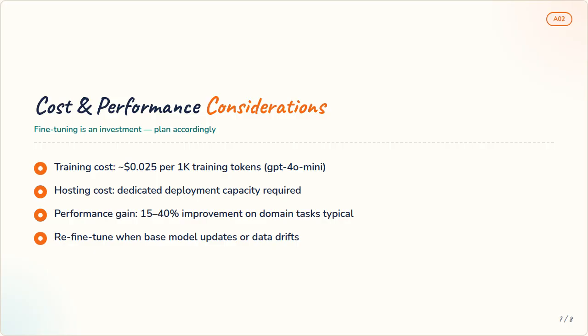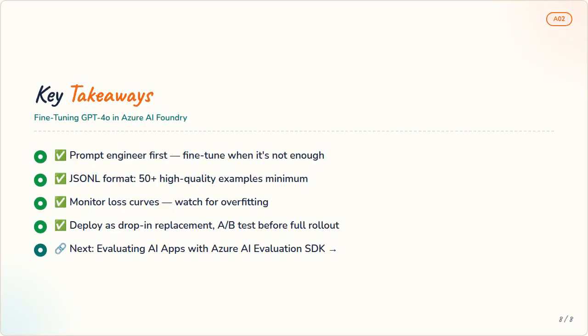To recap, always try prompt engineering first. Prepare at least 50 JSONL examples, monitor your loss curves, and deploy as a drop-in replacement with A/B testing. Next up, evaluating your AI apps with the Azure AI Evaluation SDK.